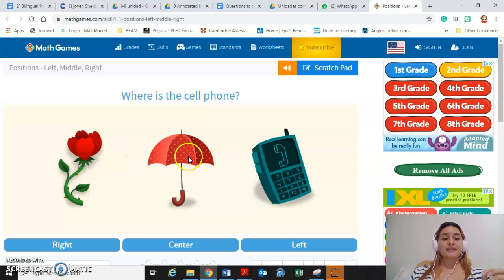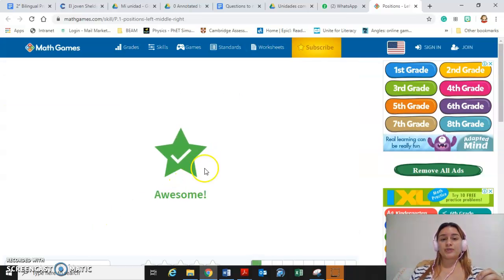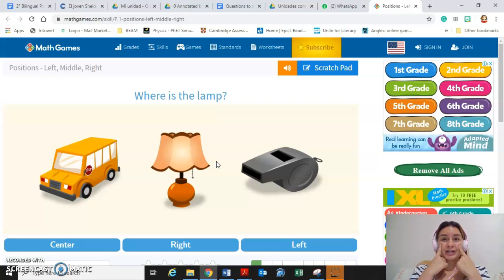It's about identifying where the cell phone is. So you need to say if it's on the right, in the center, or on the left. But look, is this the left or is this the left? So the cell phone is on the right, so I need to click. It's very tricky because the names do not correspond to what is correct. So you need to read very carefully where the lamp is, because under or below is right.